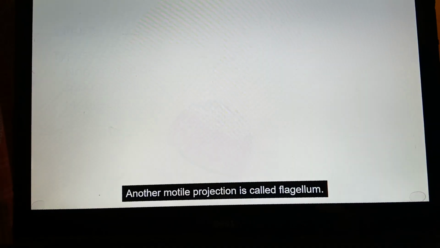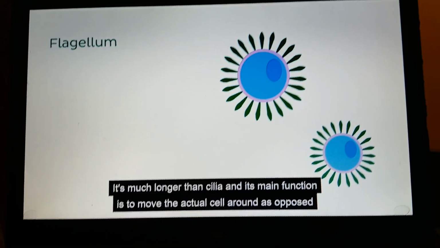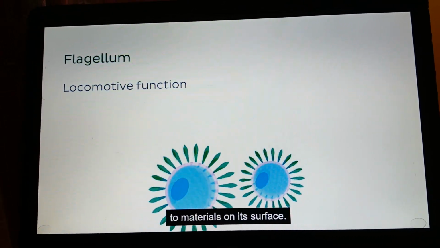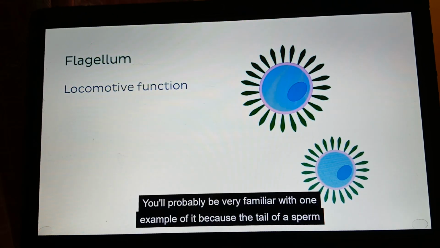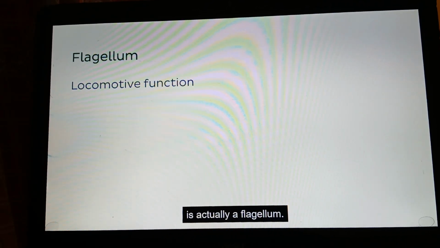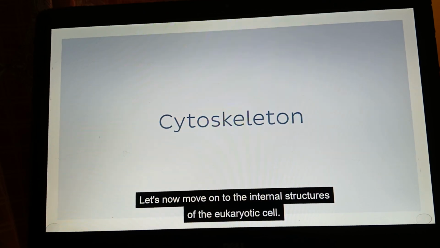Another motile projection is called flagellum. It's much longer than cilia, and its main function is to move the actual cell around as opposed to materials on its surface. You'll probably be very familiar with one example of it because the tail of a sperm is actually a flagella. Let's now move on to the internal structures of the eukaryotic cell.